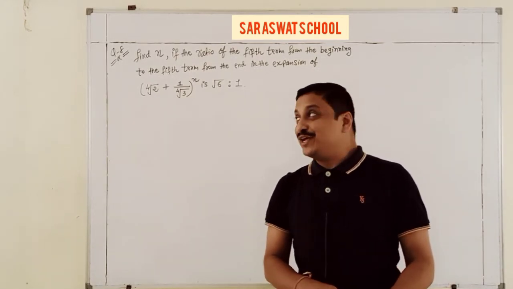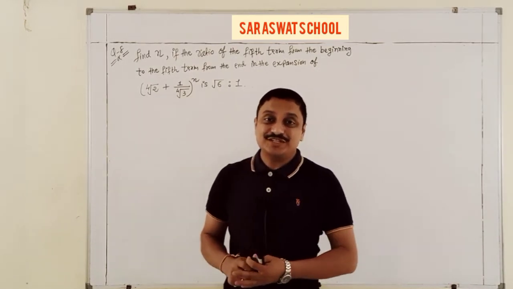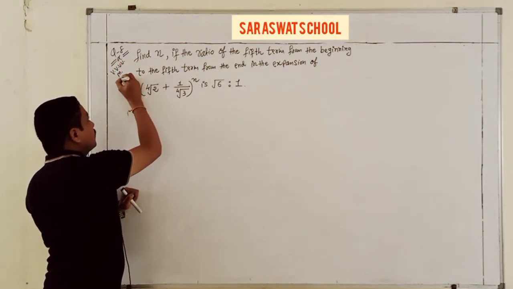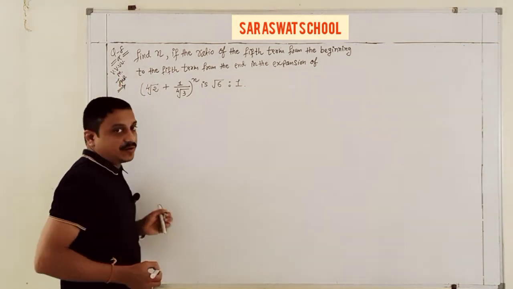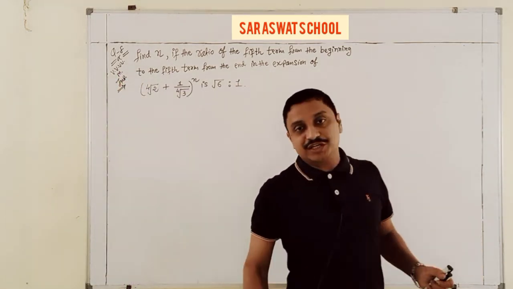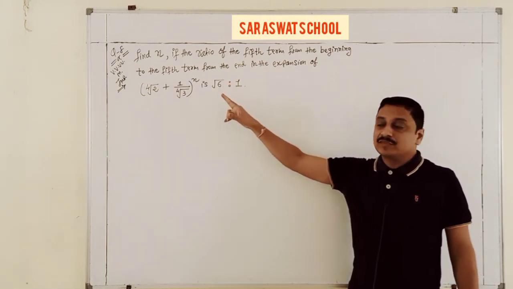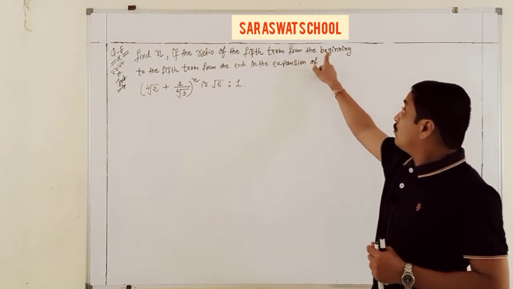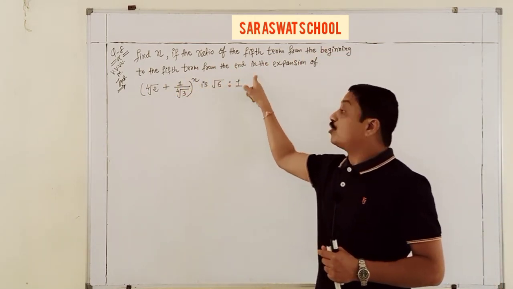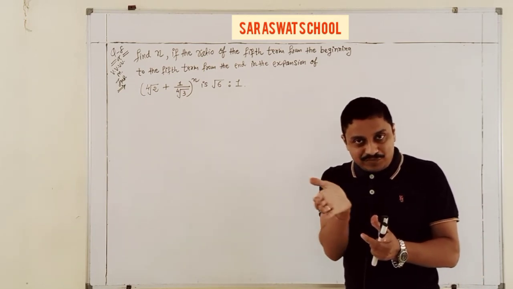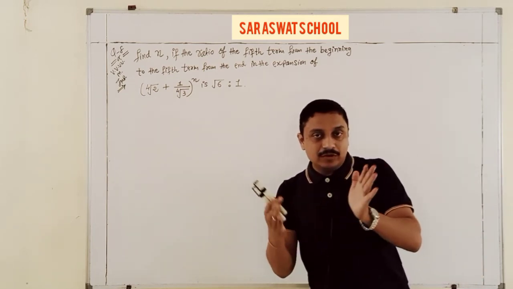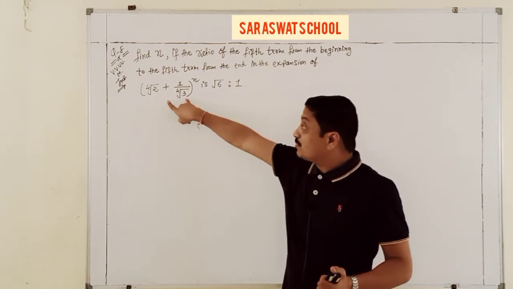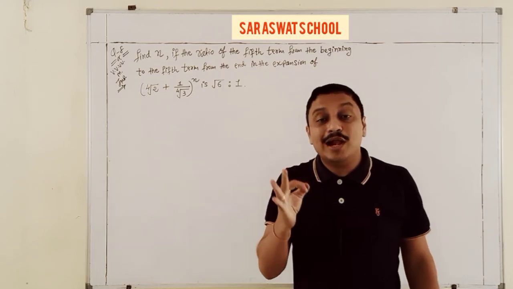Now students, slowly going ahead. Question number 8, which is a very important numerical, many times asked in exams, in JEE also. The question is: find n if the ratio of the fifth term from the beginning to the fifth term from the end, meaning starting to fifth term and ending to fifth term, is root 6 to 1 in this expansion, and find the value of n.